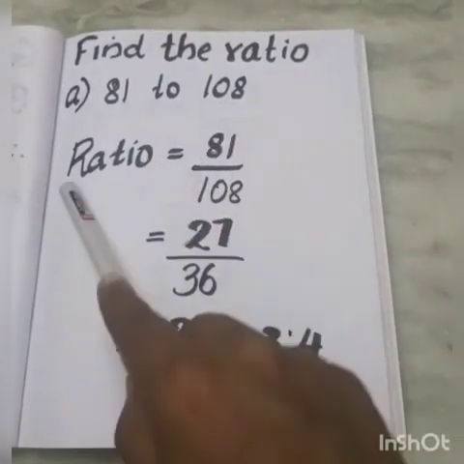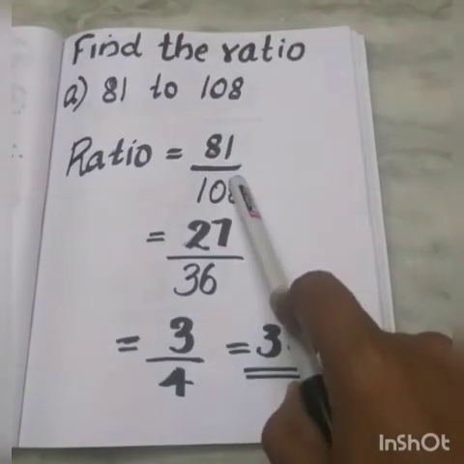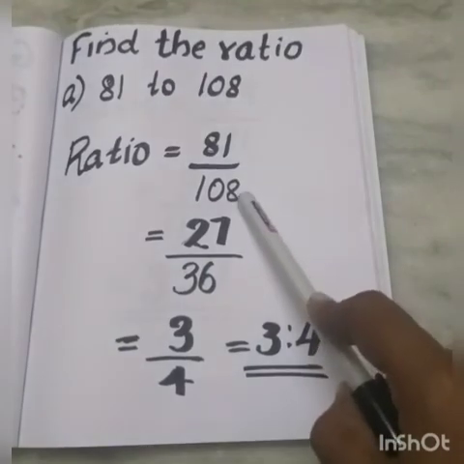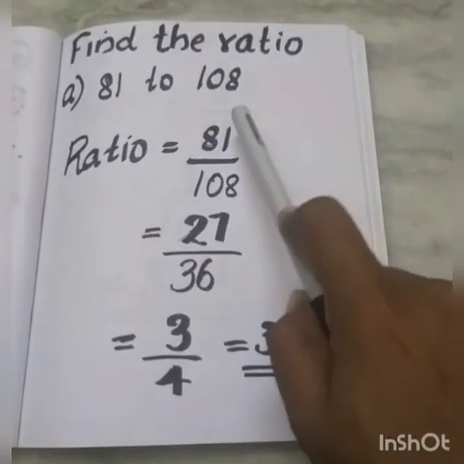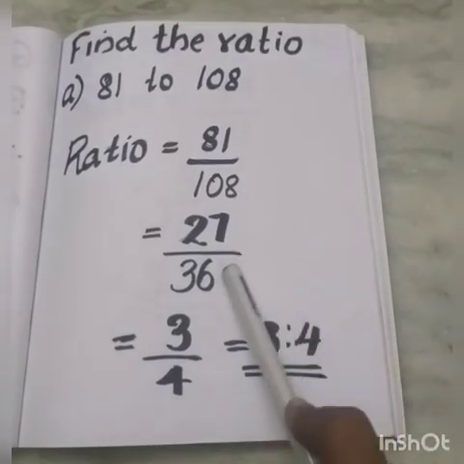So we are finding the ratio 81 by 108. Now what is the next step? We have to reduce to its simplest form. Okay, 81 and 108, the common factor. First I divided by 3. So 81 divided by 3 I got 27. 108 divided by 3 I got 36.